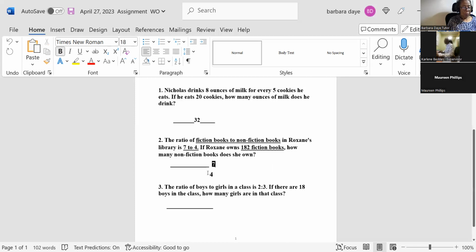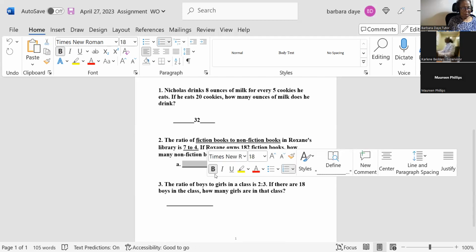And I put the 182 by the 7 because the 182 is fiction books, right? So this is fiction to fiction, and you had N at the bottom. Okay, and when you solved that, you said you got 14? I multiply the 4 by the 182, and I get 728.